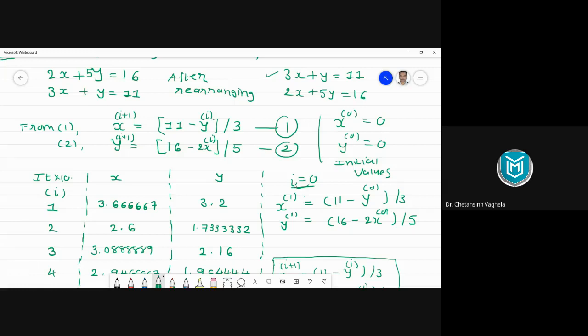But to calculate x1 and y1, which values are we using? x0 and y0. Now what is x0 and y0? x0 and y0, they are called initial values.